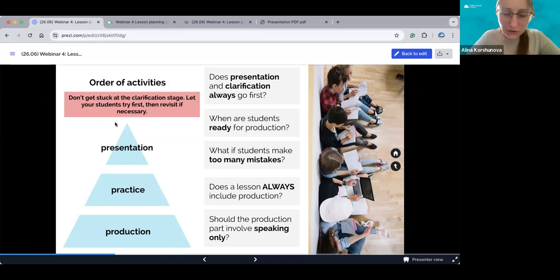So you can come back to clarification after controlled practice. You can come back to the clarification after another controlled practice. Students need a chance to try. Maybe when they do something, they will understand it better, not by just answering your questions or CCQs. So the best advice here is don't get stuck at the clarification stage. If you see it takes you too much time, it's time to move forward.